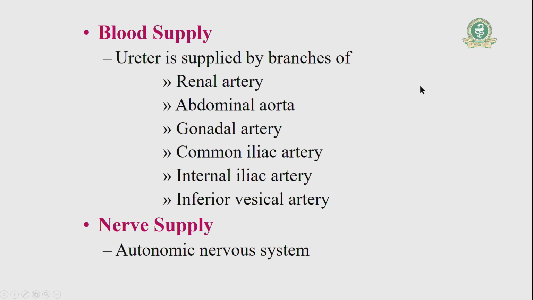Blood supply. The ureter is supplied by branches of the renal artery, a branch of the abdominal aorta. Then the gonadal artery, and branches from the common iliac artery, internal iliac artery, and inferior vesical artery. The nerve supply is the autonomic nervous system.